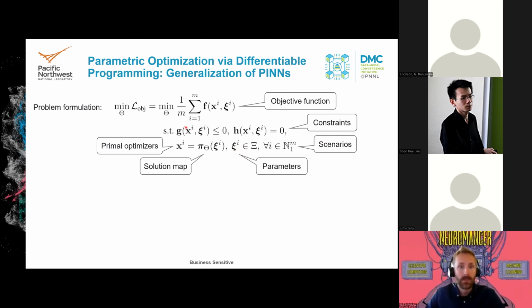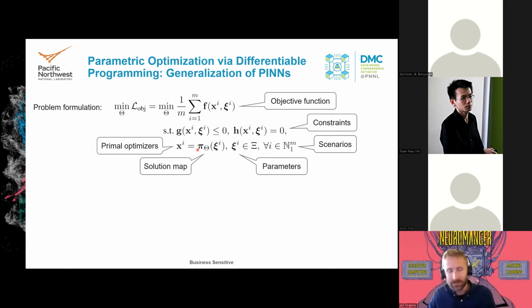And we have a set of equality and inequality constraints imposed on the decision space. That could be either the action space in a control problem, or the state space in a system identification problem of neural differential equations. And the solution map is a mapping of these parameters to these primal optimizers. It can be any function that is differentiable, but most often we will use neural networks that are parameterized by some parameters theta, and these are our optimization variables in this parametric optimization problem.